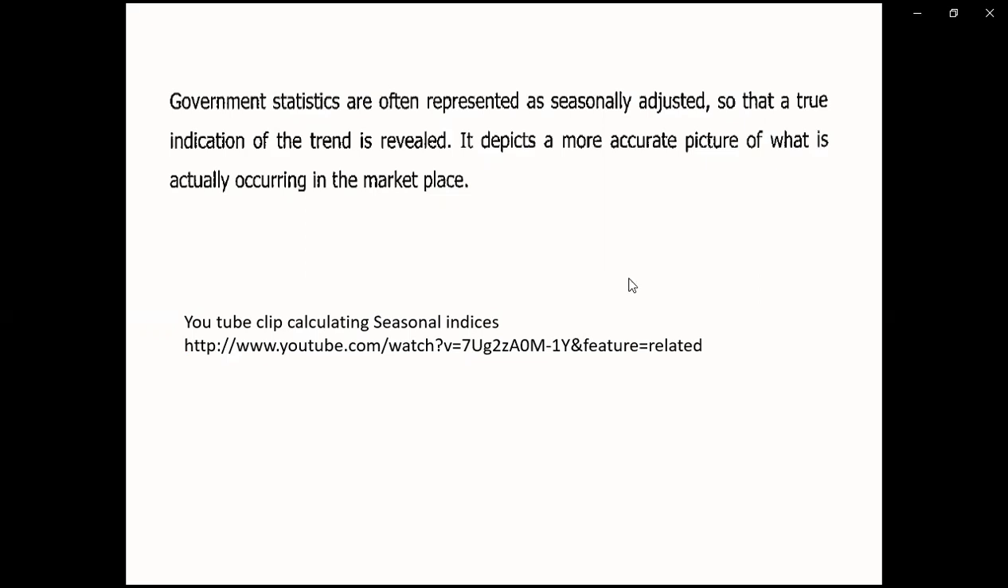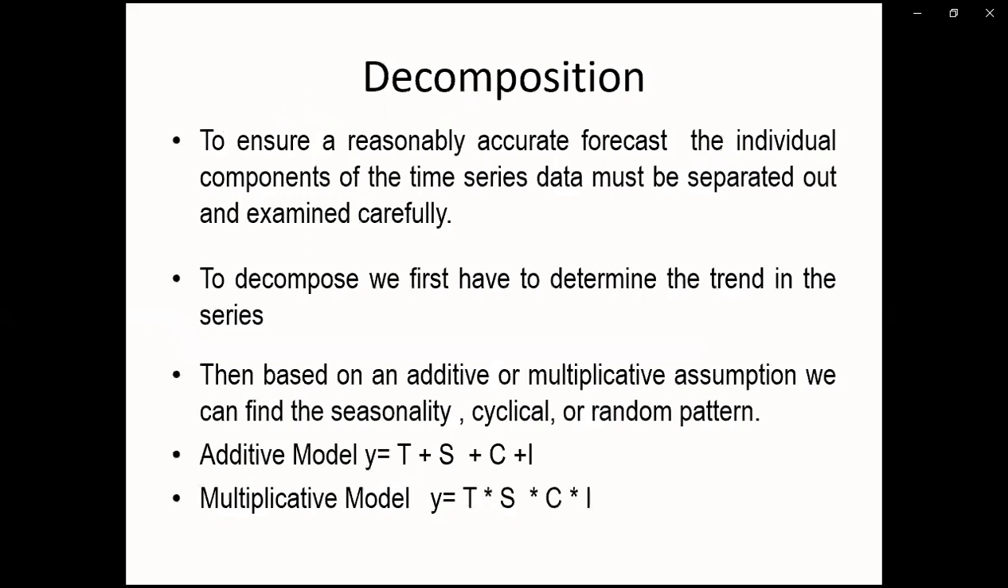So now moving on, in summary, we are saying that to ensure a reasonable, accurate forecast, the individual components of time series must be separated out and examined carefully. To decompose, we first have to determine the trend, which we did in last week's class, then based on either an additive or multiplicative model or assumption, we can find the seasonality, cyclical or random patterns.